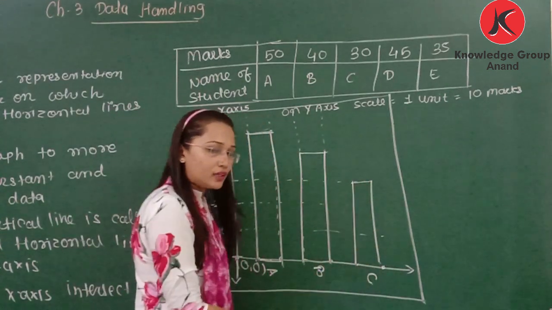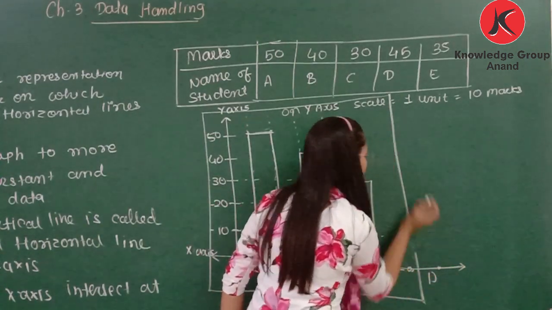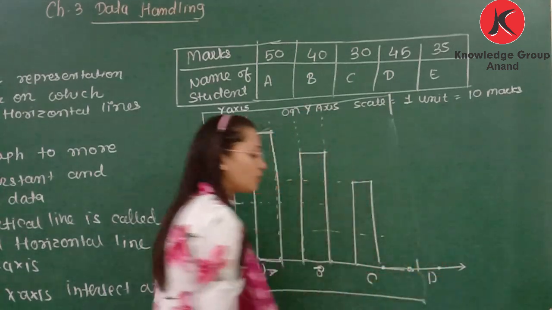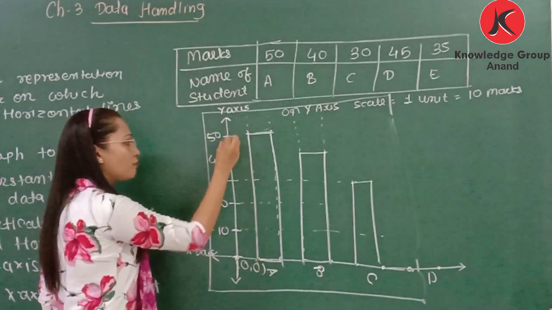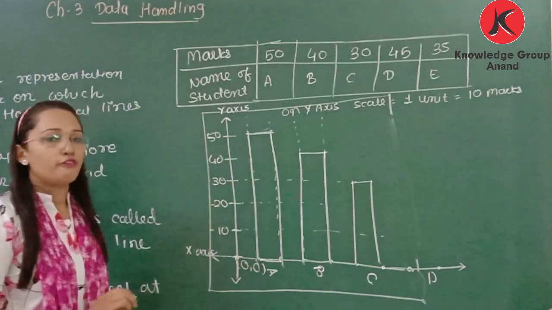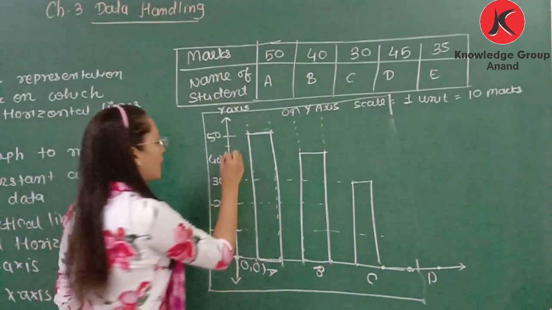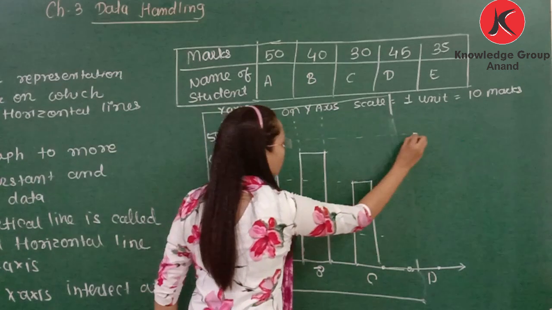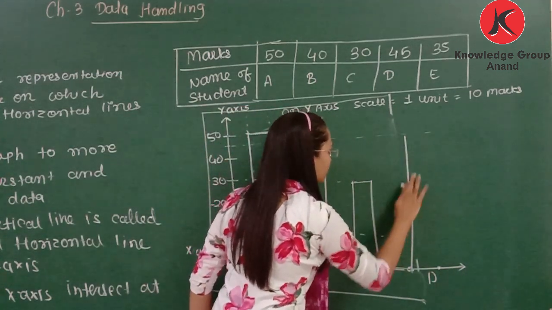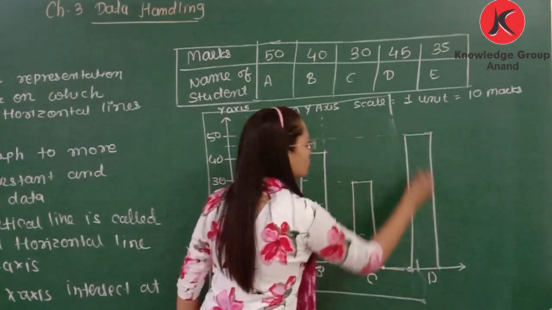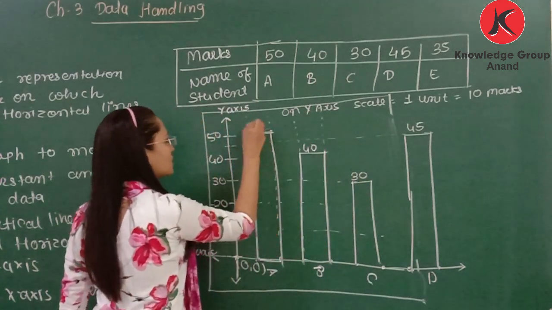Now if we have a D, let's extend this graph. And we have D here. Okay, so for D it is 45 marks. So 45 will be between 40 and 50. So we need to select this line. Now draw a horizontal line from 45 and draw a vertical bar for D. So this represents 45, this represents 30, this represents 40, and this is 50.